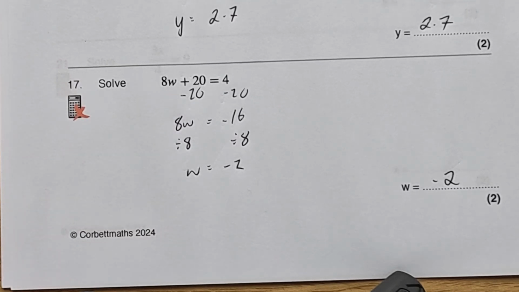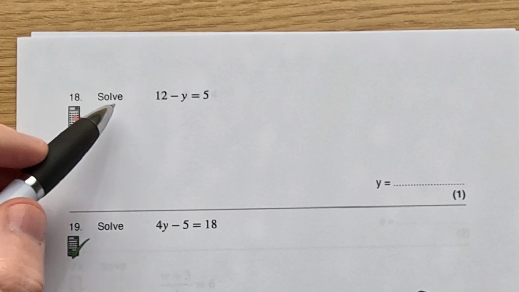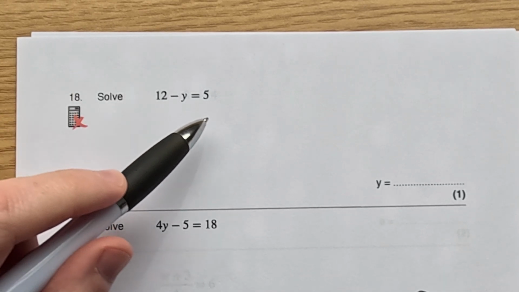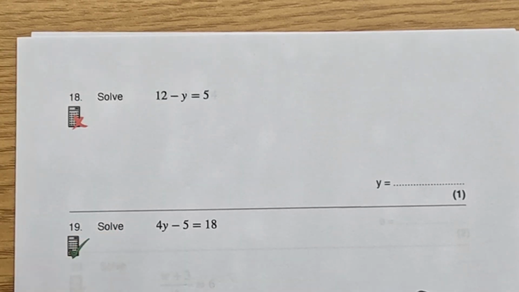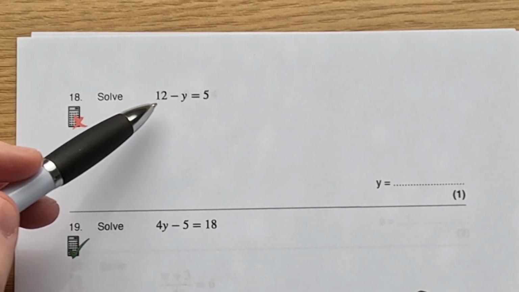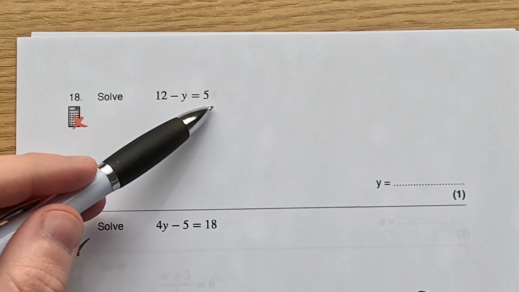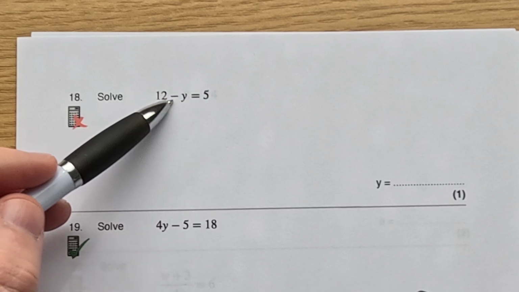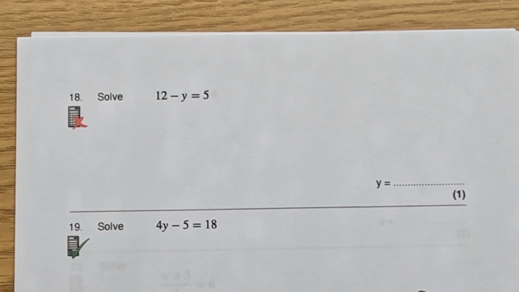Okay, let's take our next question, question number 18. Question number 18 says solve 12 subtract y equals 5. There's a few different approaches you could use to solve this question. One is to look at it. 12 take away y is equal to 5, so y has to be 7, because 12 take away 7 is equal to 5. So that's one approach.